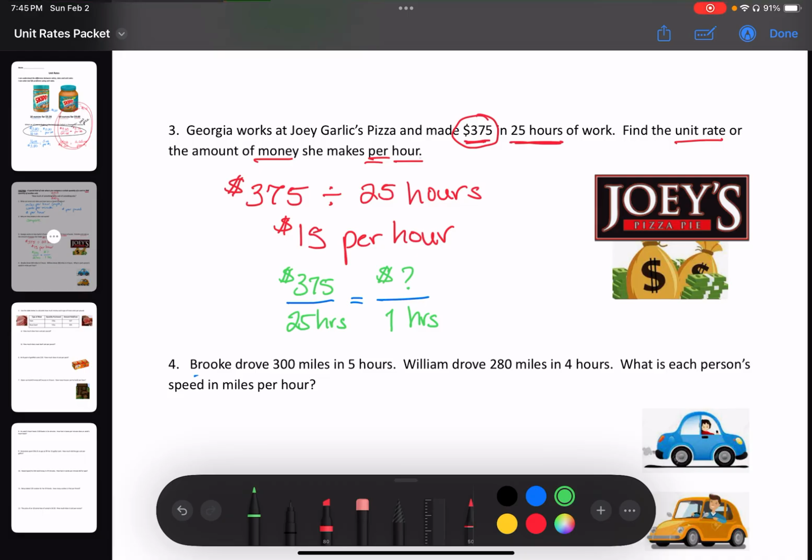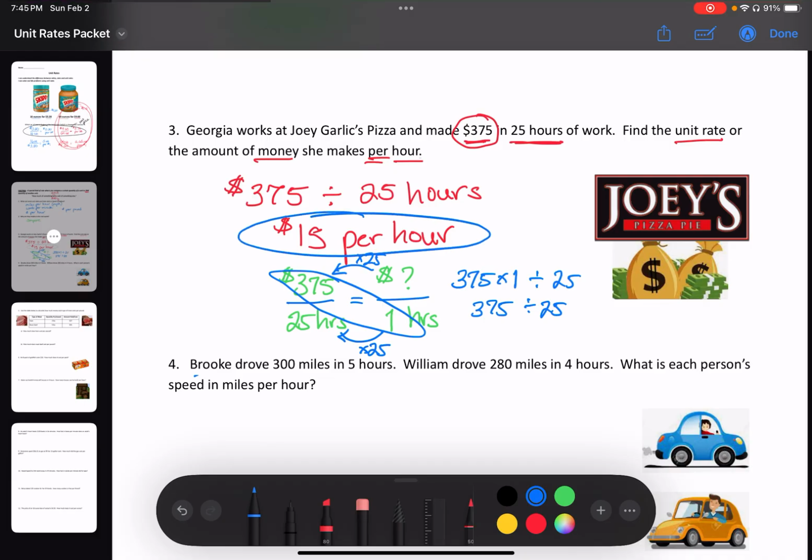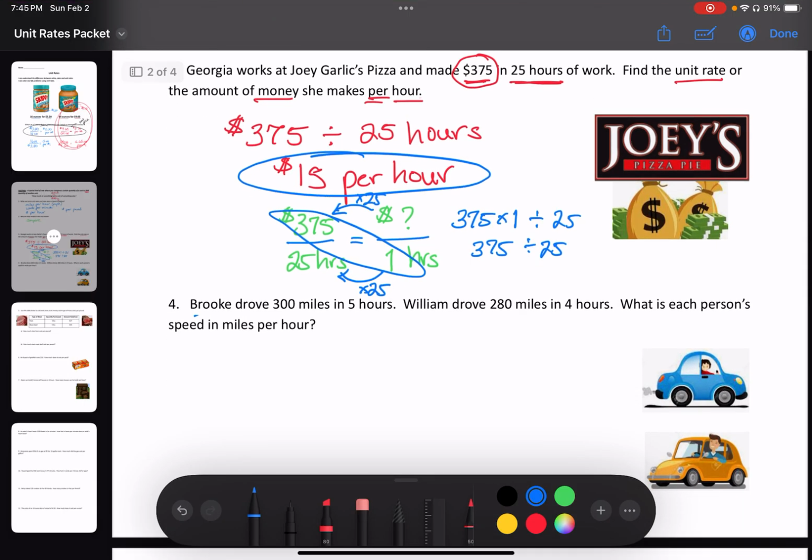We can use the scaling method and multiply 1 times 25 to get the 25, and then look at how much times 25 will get us 375, or we can cross multiply and divide to find out that unknown value as well. When we divide 375 divided by 25, we will still get the same $15 per hour, which makes sense because $15 per hour is the minimum wage in Connecticut.